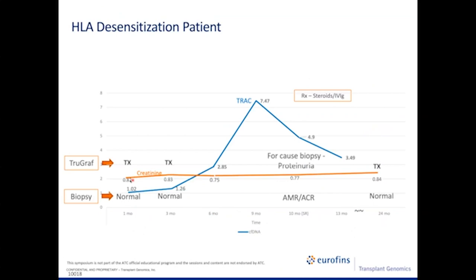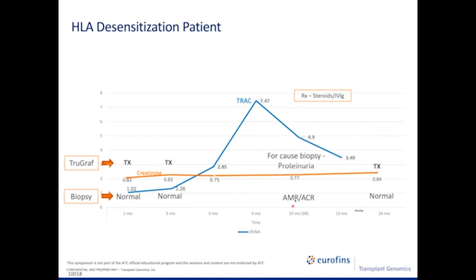Interestingly, good renal function here, creatinine 0.8. At that time, a cell-free DNA assay was above the cutoff of 0.69, so it was positive. So the TRAC assay is positive. At 3 months, the patient has their standard three-month biopsy. Again, it's normal. TruGraf assay is TX, and the cell-free DNA now is slightly higher. The patient, again, is monitored with their renal function. At 6 months, 9 months, doing well.